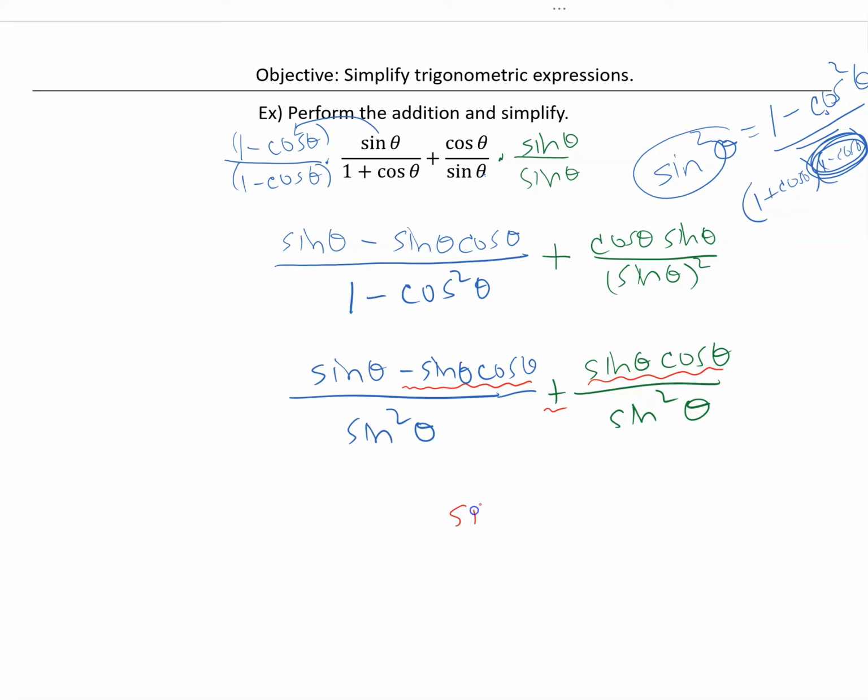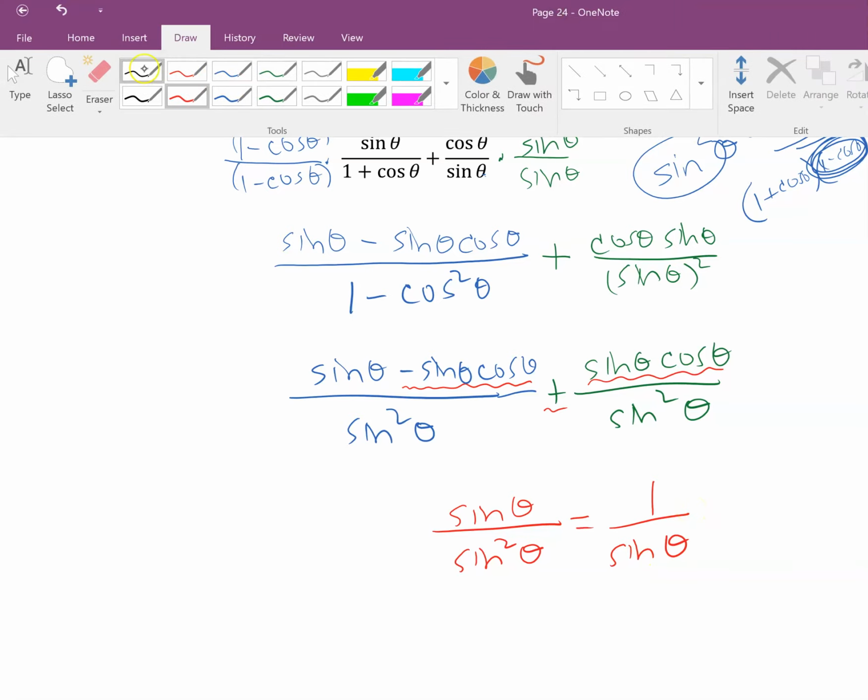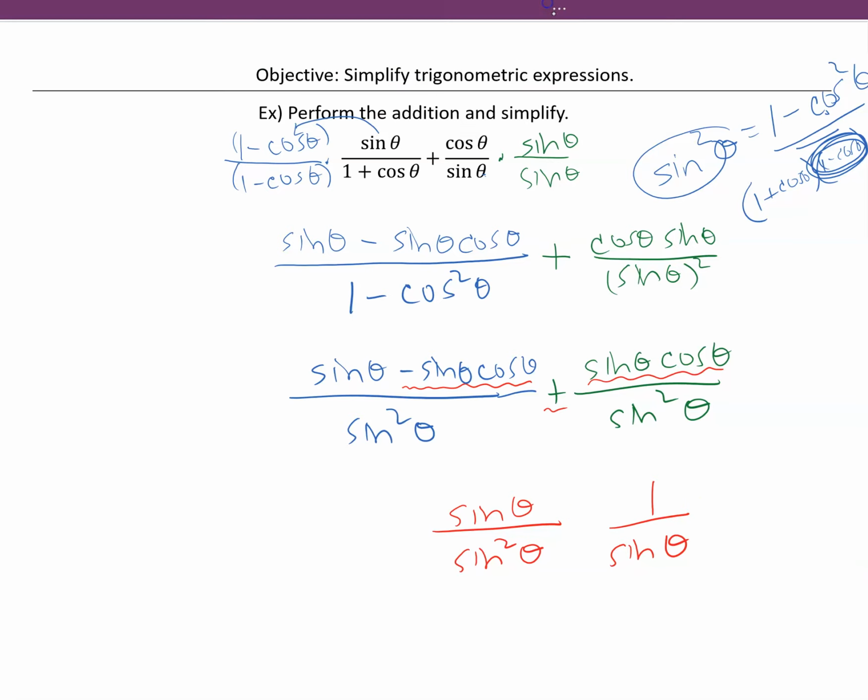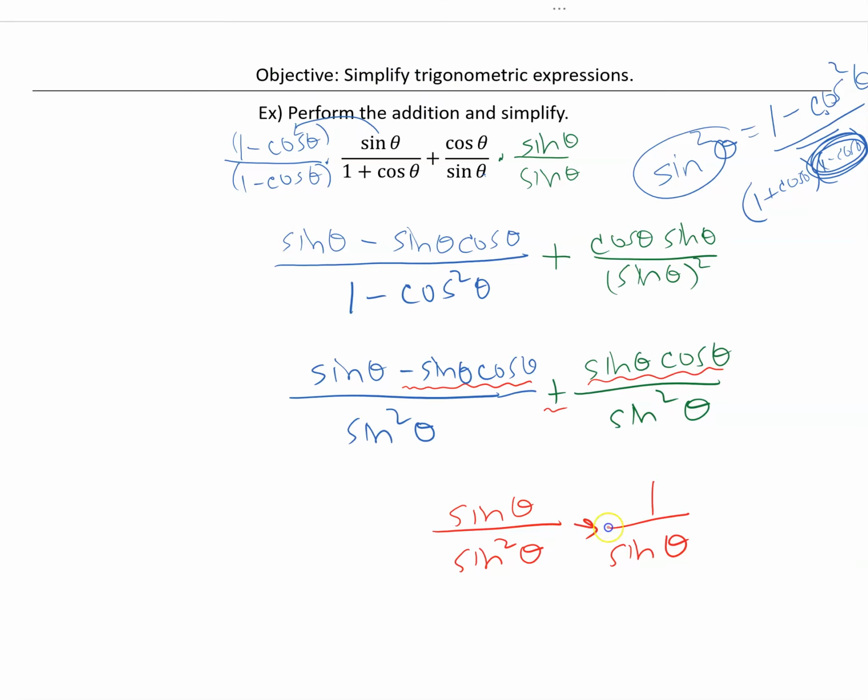So this now becomes sine theta over sine squared theta, the common denominator. Powers of sine will reduce to 1 over sine theta. Remember that in simplified form, we can't have fractions like this. Sine and cosecant are reciprocals, so I should not have used an equal sign. I can use like an arrow or something like that. That's okay, but I shouldn't use equals. This would be cosecant of theta. And that's now done and simplified. So we added and we got it into simplest form.